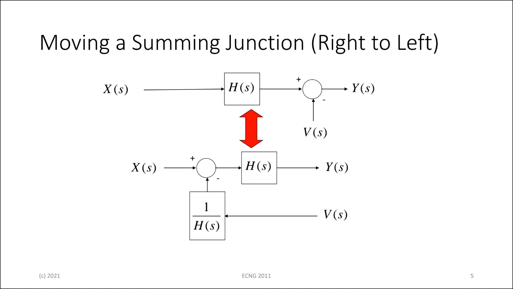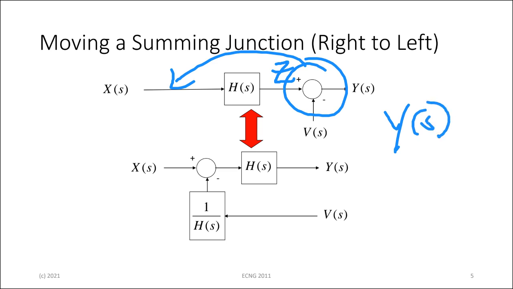The summing junction now, so I'm taking this junction here and I'm going to move it before the block. Again, you look at what happens. A summing junction is taking two signals and adding them together or subtracting. So Ys, for instance, here, let's call this Z just for argument's sake. Ys is equal to Z minus V.